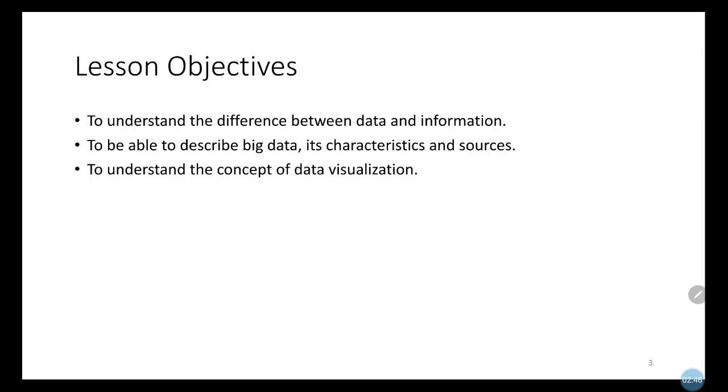So the lesson objectives, we hope that we're going to achieve all these objectives. The first one is to understand the difference between data and information. And second one is to describe what is big data, its characteristics and its sources. And the last one is to understand the concept of data visualization.